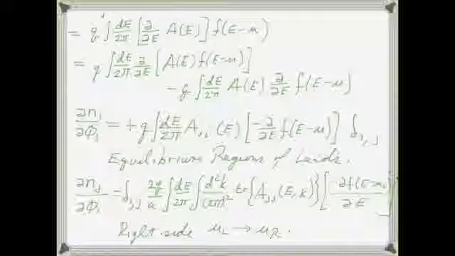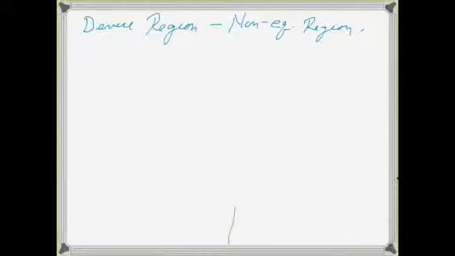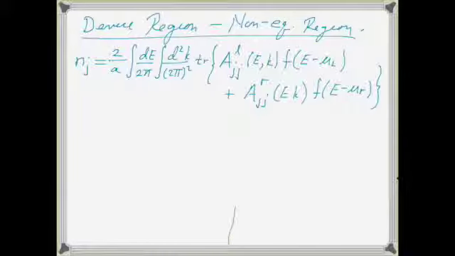Okay, so in the device region, or non-equilibrium region, we start with our non-equilibrium expression for the electron density, Nj, which is 2 over A. And if we go through the same steps as before, you basically end up with the same result: you just take the negative derivative of the Fermi factors with respect to energy, and that's the approximation you use for your Jacobian in the non-equilibrium region.